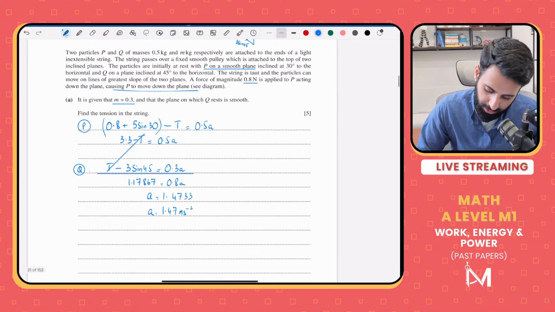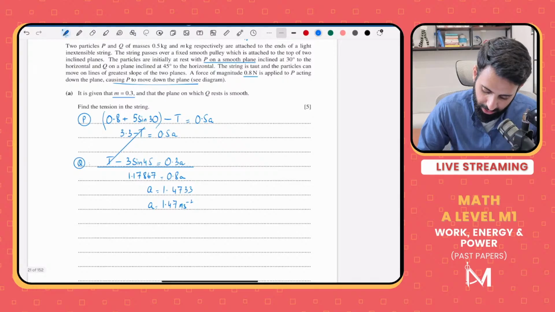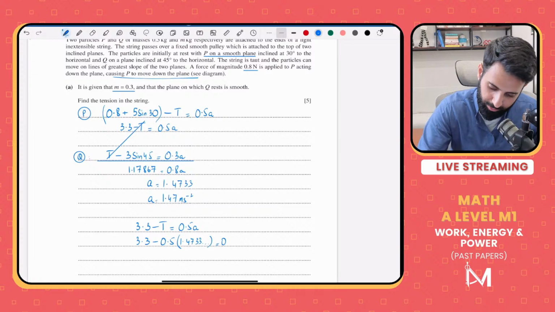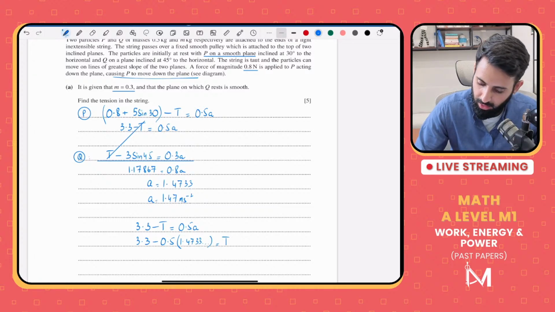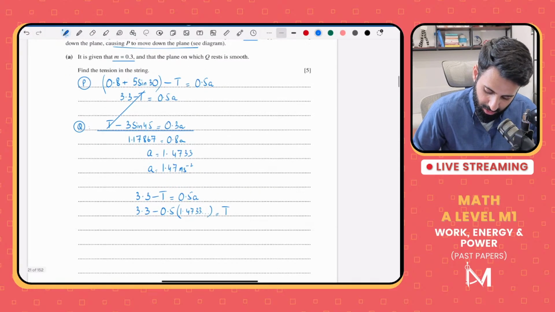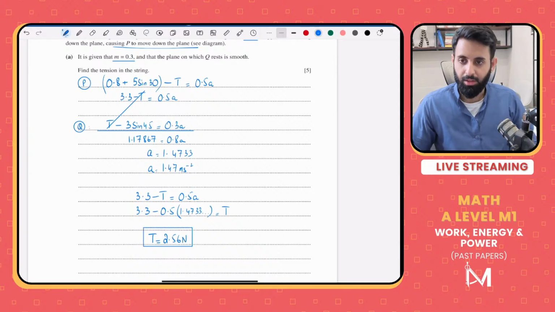Now, the question did not ask us to find out the acceleration. The question actually asked us to find out the tension. So, no problem. 3.3 minus T is equal to 0.5a. So, 3.3 minus 0.5 into 1.4733 and so on, using the answer key, is equal to T. So, let's work this out. 3.3 minus 0.5 multiplied by the answer. So we get tension to be equal to 2.56 newtons. Tension is equal to 2.56 newtons. There you go. Yep, that's correct.